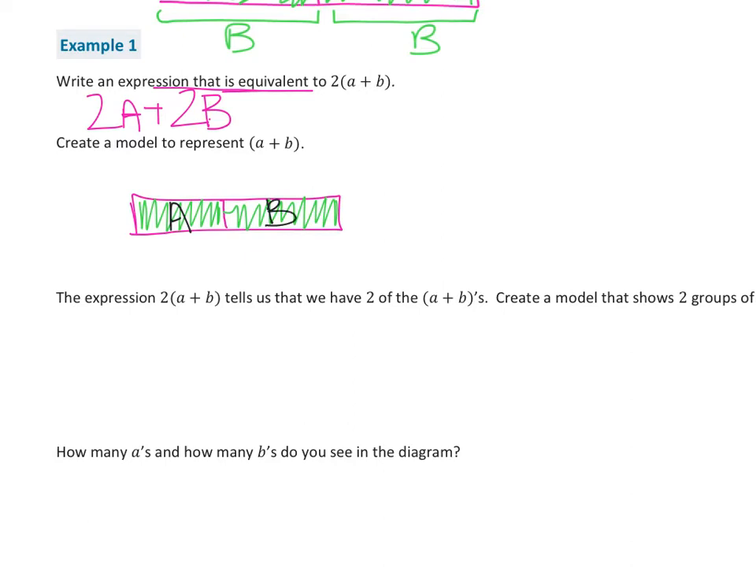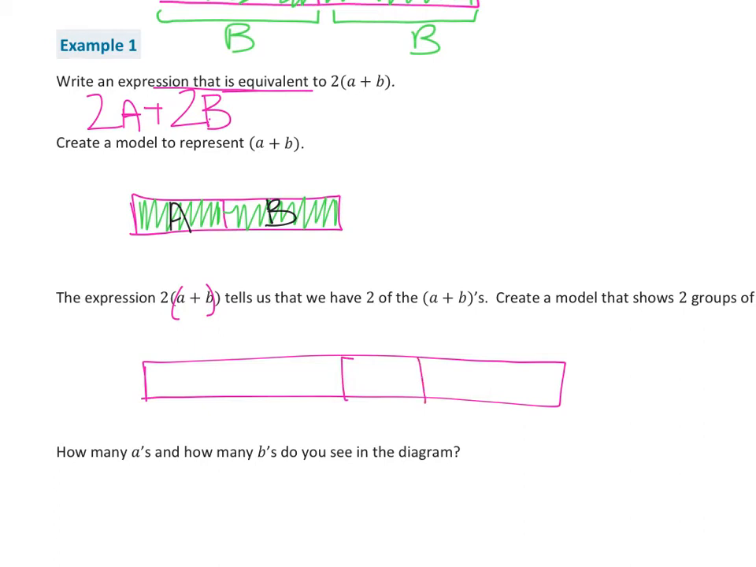A plus b. Now the expression 2 parenthesis a plus b tells us that we have 2 of the a plus b's. Can a model show 2 groups? Sure. So I'm going to draw one that's showing them both. Let's see. And then all kinds of green.